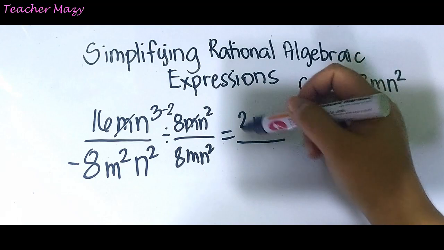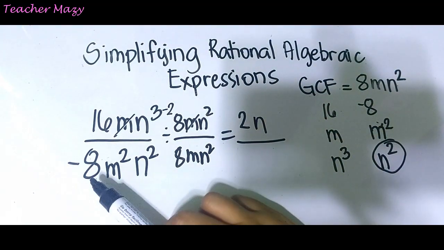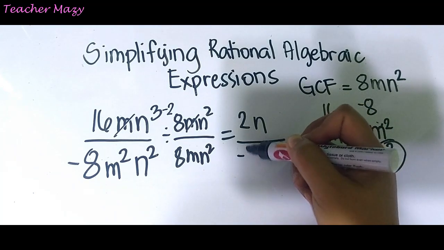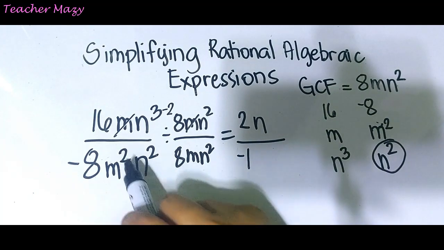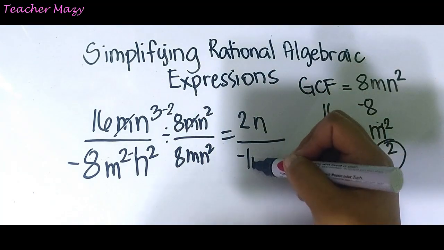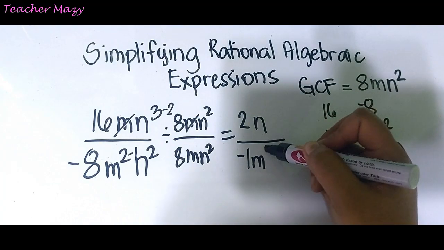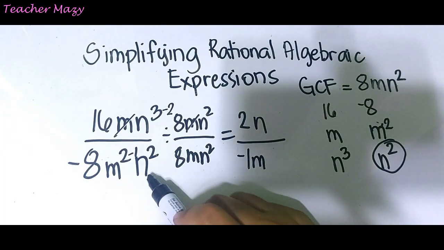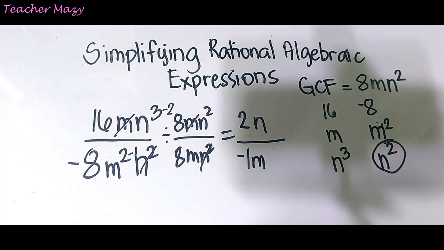Okay, so simply 2n. And then next is negative 8 divided by 8. That will be negative 1 here. And then m squared divided by m, that is we subtract 1, so this will be m. Okay, next, n squared divided by n squared, so they have the same value, so we just cancel it.